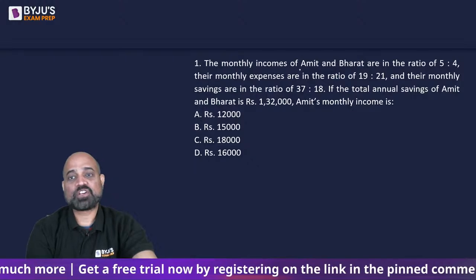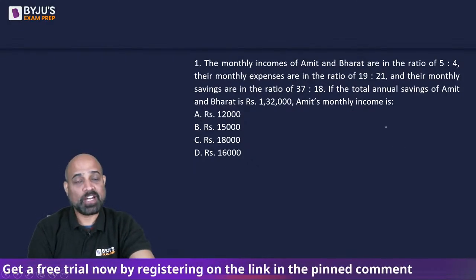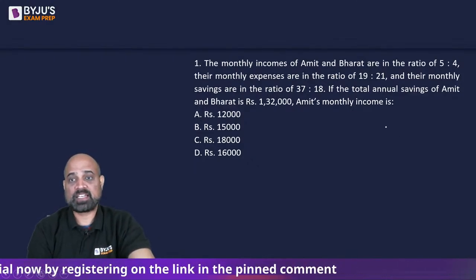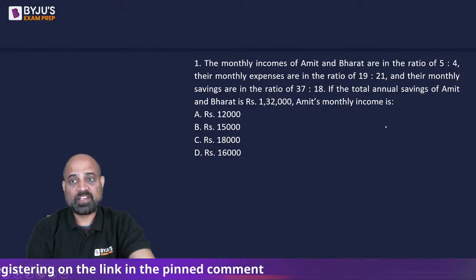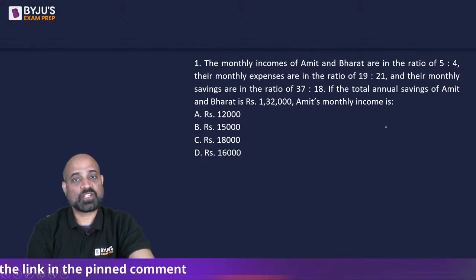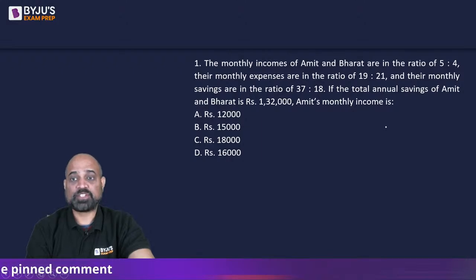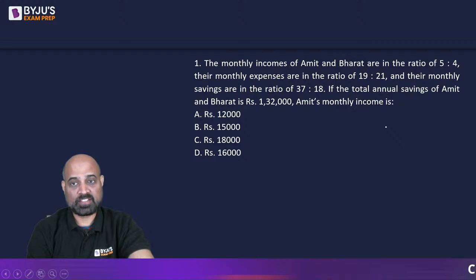The monthly incomes of Amit and Bharat are in the ratio 5:4. Their monthly expenses are in the ratio of 19:21, and their monthly savings are in the ratio 37:18. If the total annual savings of Amit and Bharat is 1,32,000, then Amit's monthly income is going to be what?